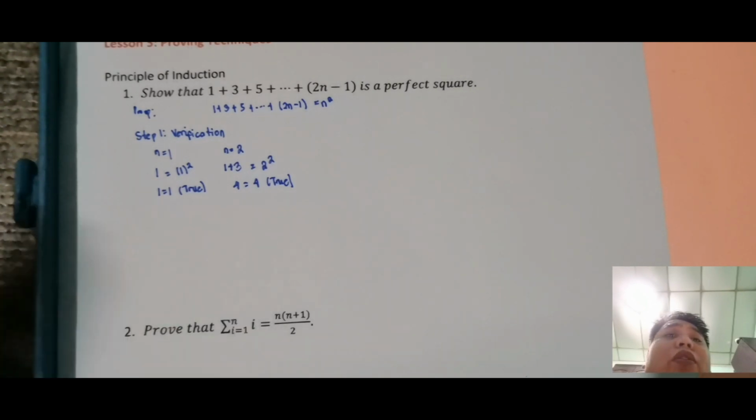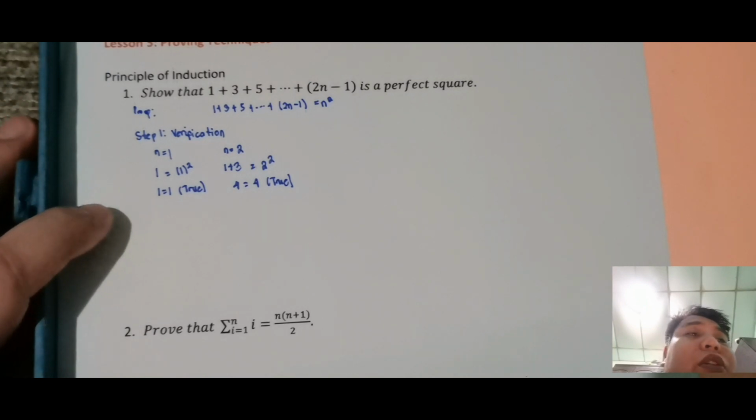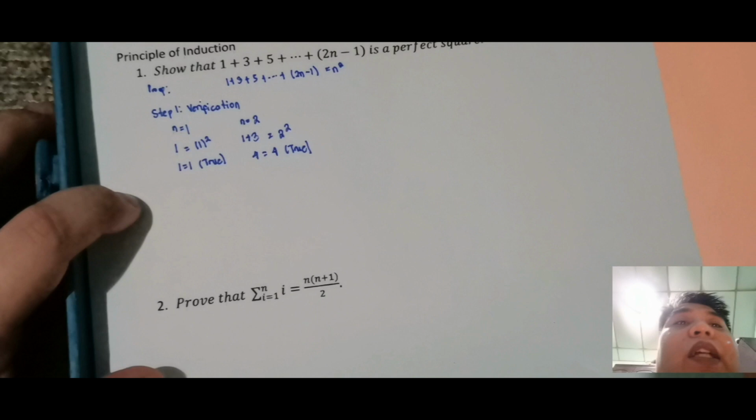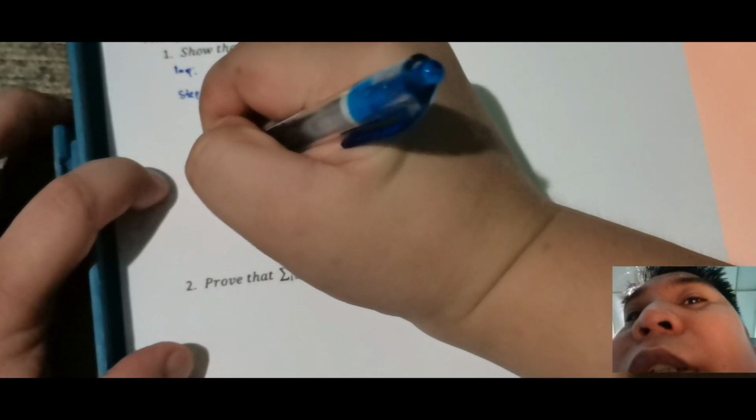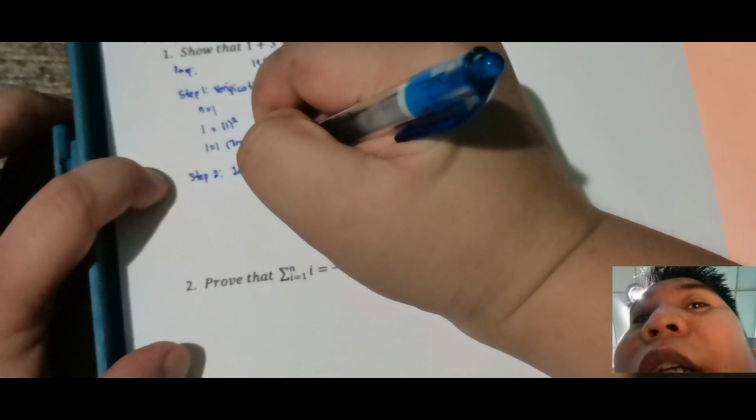Since sa number theory ituturo pa to, kailangan ko lang ituro kasi somewhere sa mga proving natin or mga discussion, gagamitin ko yung induction. So mas mabuti nang alam mo. Ngayon, step 1 is verification. Step 2 is what we call the induction hypothesis.